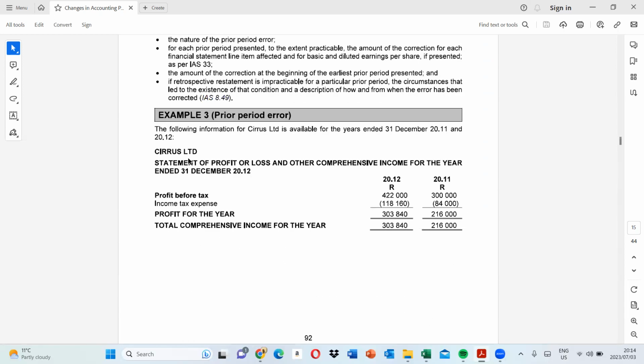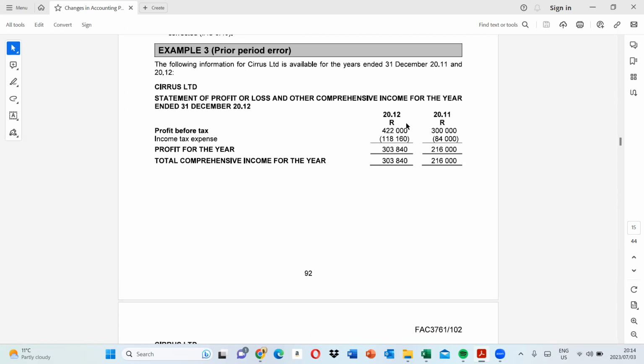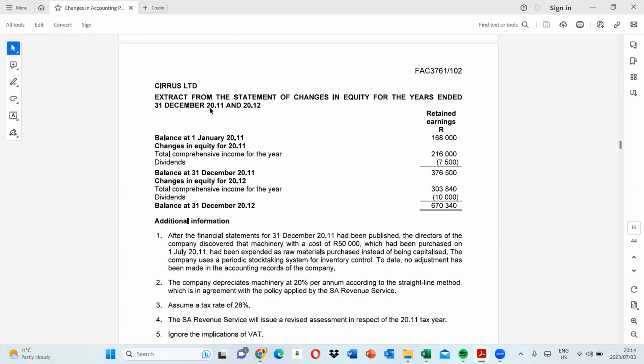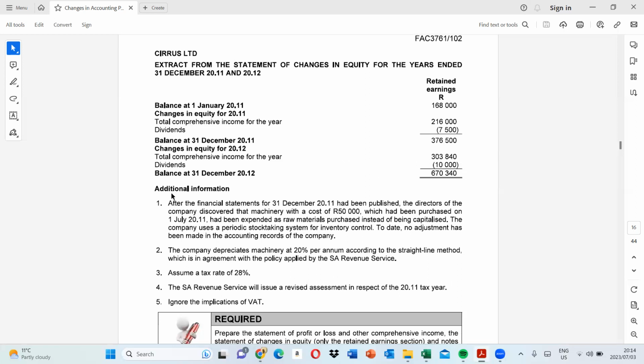All right, so SARS Limited, statement of profit and loss and other comprehensive income for the year. It looks like that. And then we have profit before tax, income tax, and all that. Extract from the statement of changes in equity for the year ended 31 December 2011 and 2012. So we have our information looking like that. Additional information.